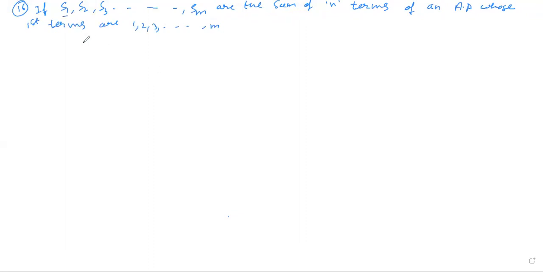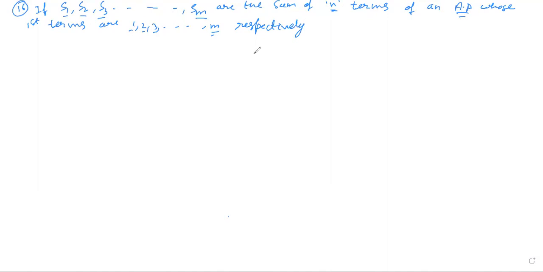S1 is the sum of an AP whose first term is 1. S2 is the sum of n terms of an AP whose first term is 2. S3 is the sum of n terms of an AP whose first term is 3, and so on up to Sm, the sum of n terms of an AP whose first term is m. That's why respectively is also added in the question.